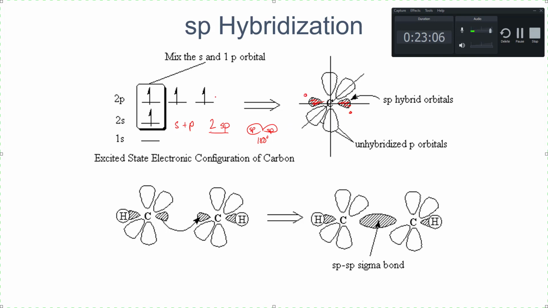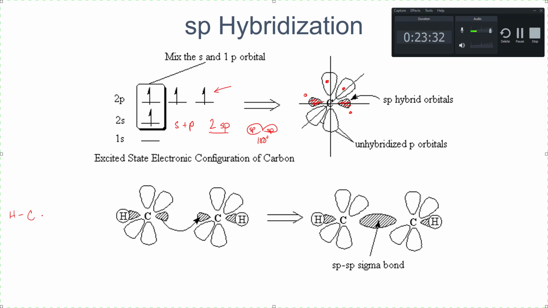We now have two unhybridized p orbitals. Each one of those contains one electron, and they are, again, in their normal orthogonal or perpendicular position. So this is an example of an sp hybridized carbon. Sp hybridized carbons are what we can use to form a carbon-carbon triple bond.